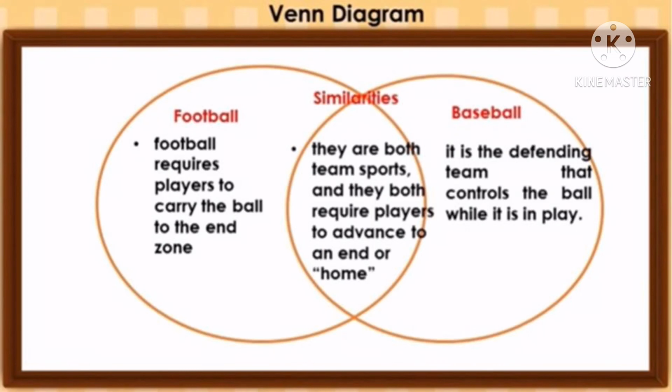Let us look at the similarities and differences of football and baseball using a Venn diagram. The similarities of football and baseball are they are both team sports and they both require players to advance to an end or home. And now, the difference of football is that it requires players to carry the ball to the end zone. However, in baseball, it is the defending team that controls the ball while it is in play.